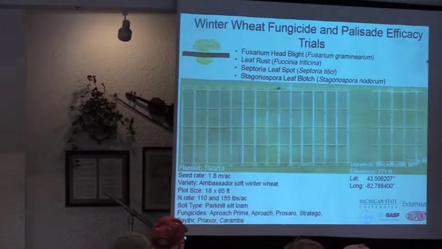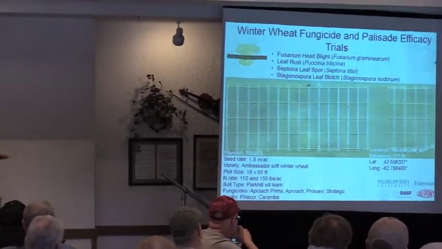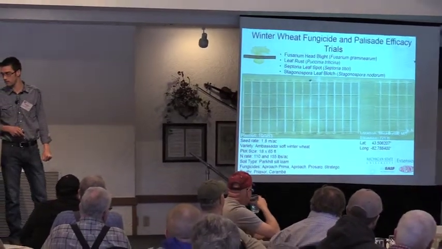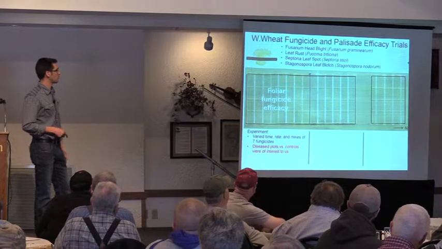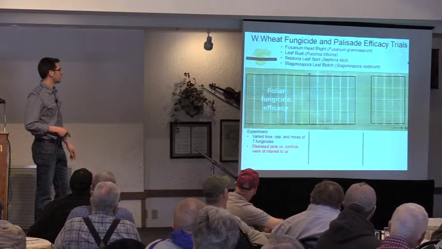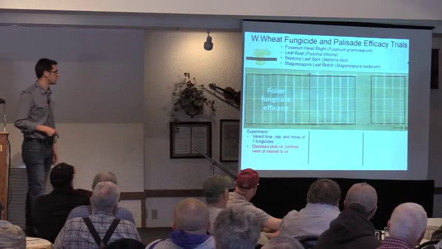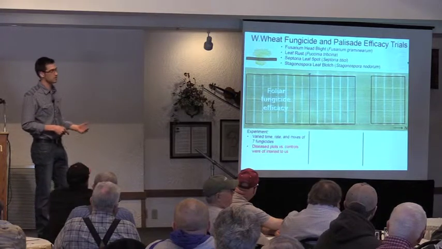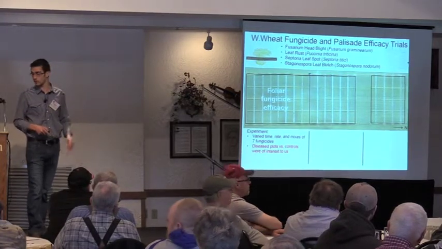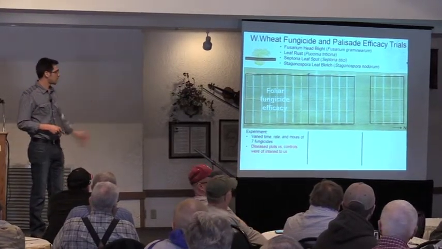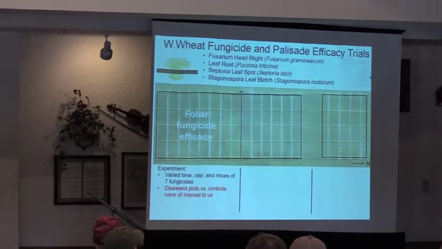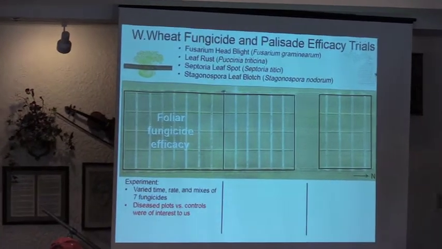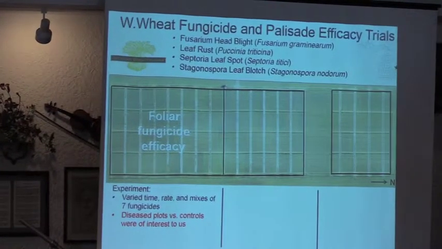You have the details of the field experiment. I will not describe them. I will show you the 3 types of experiments that were conducted. The first experiment was a foliar fungicide efficacy. Here we apply different rates and at different moments of the year, different mixes of 7 fungicides, and we focus on comparing the response of the crop under control and under non-treated plots.